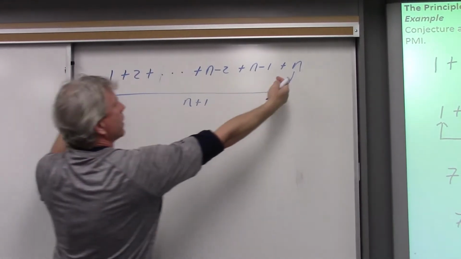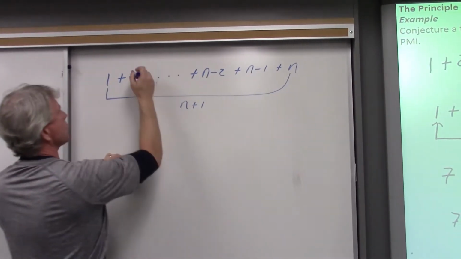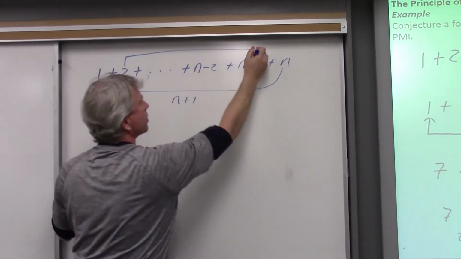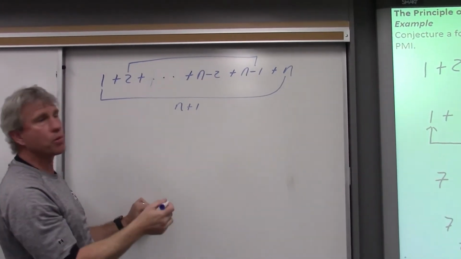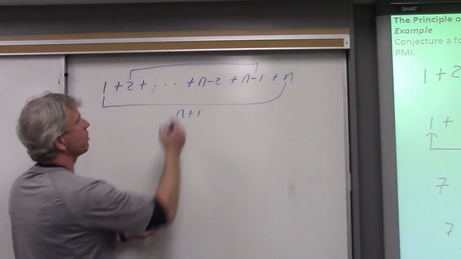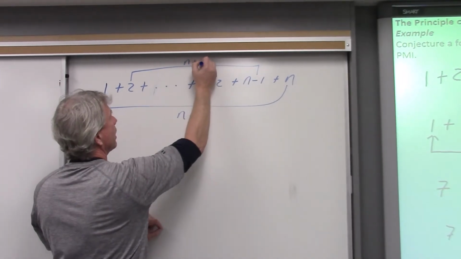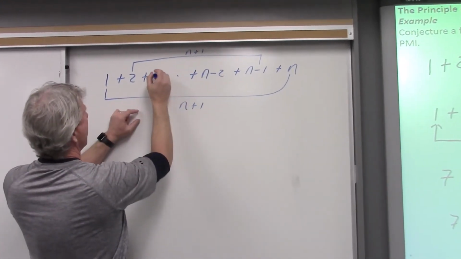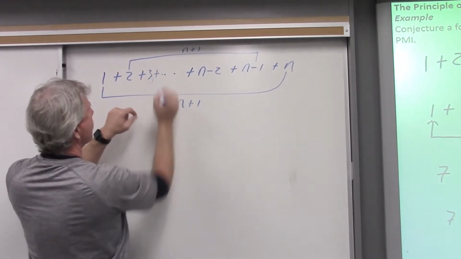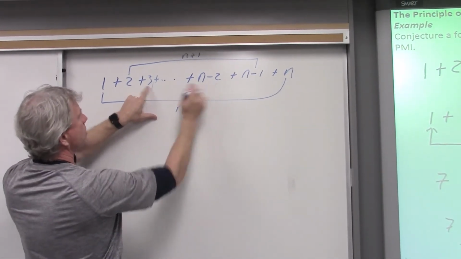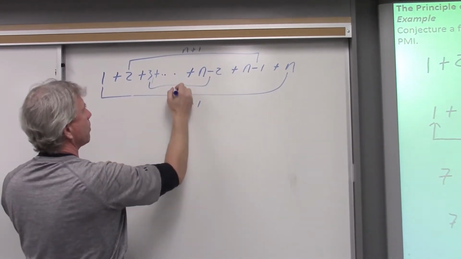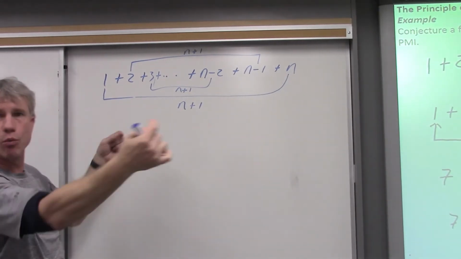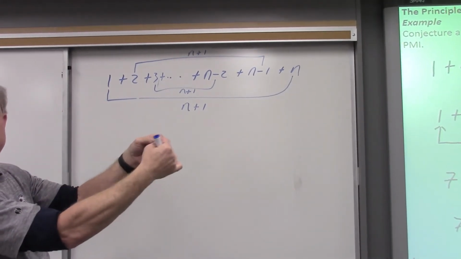If I then move in 1 on each end, I get 2 plus n minus 1, but 2 plus n minus 1 is going to be n plus 1 again. I move in one more time: 3 plus n minus 2 gives me n plus 1 again, and I can work my way in towards the center of the data set.